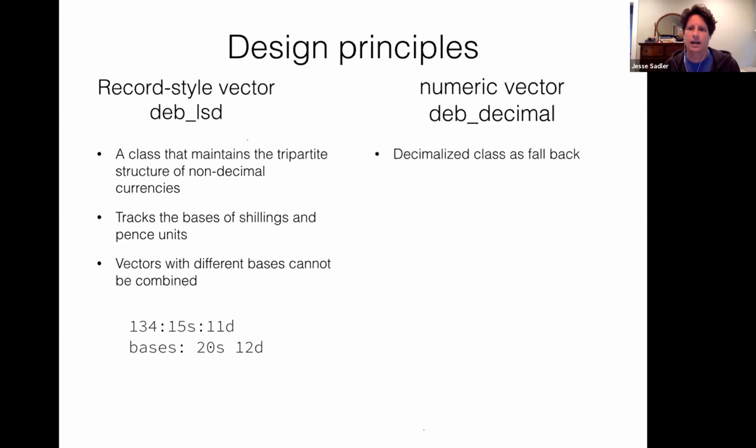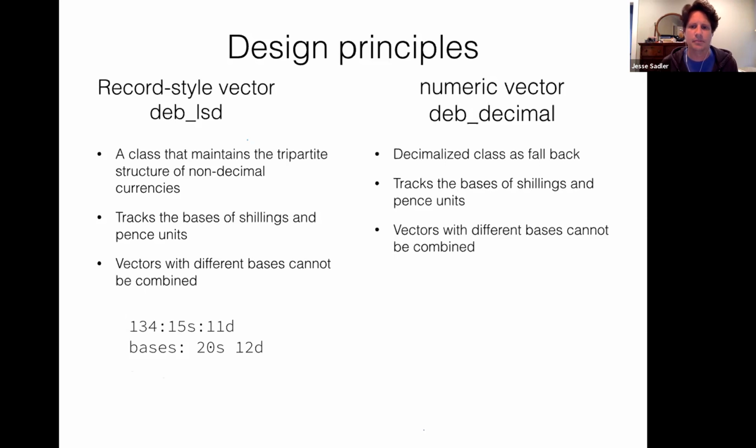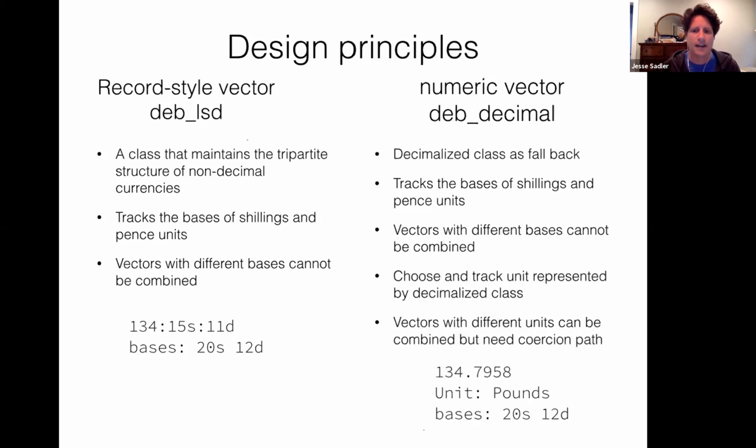With debdecimal, a numeric vector, we want a decimalized class that we can fall back to, and we want the same basic structure, the same basic abilities of tracking the shillings and pence units, and that vectors with different bases can't be combined. But we also want to be able to choose what unit we're looking at. Are we looking at the pounds unit, the shillings unit, or the pence unit? Vectors with different units can be combined, but there needs to be a clear way in which they're combined. And so we can get something that looks a little bit like this.